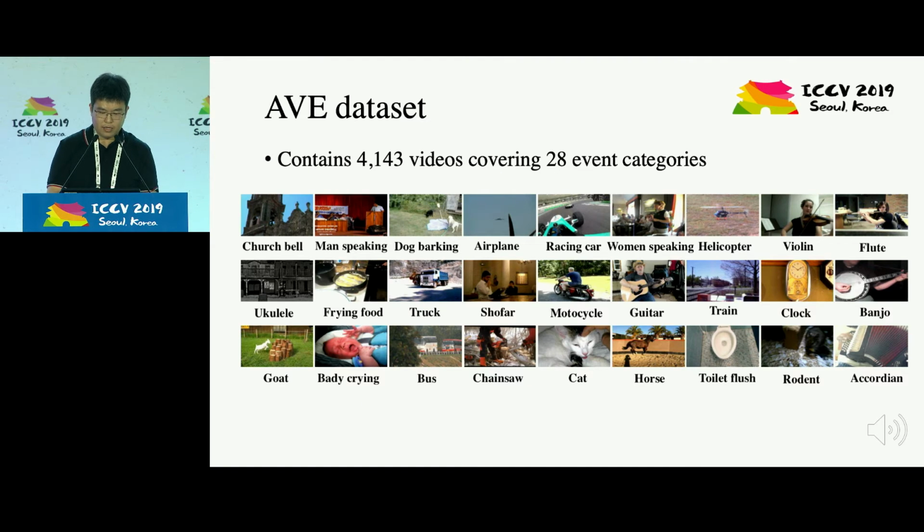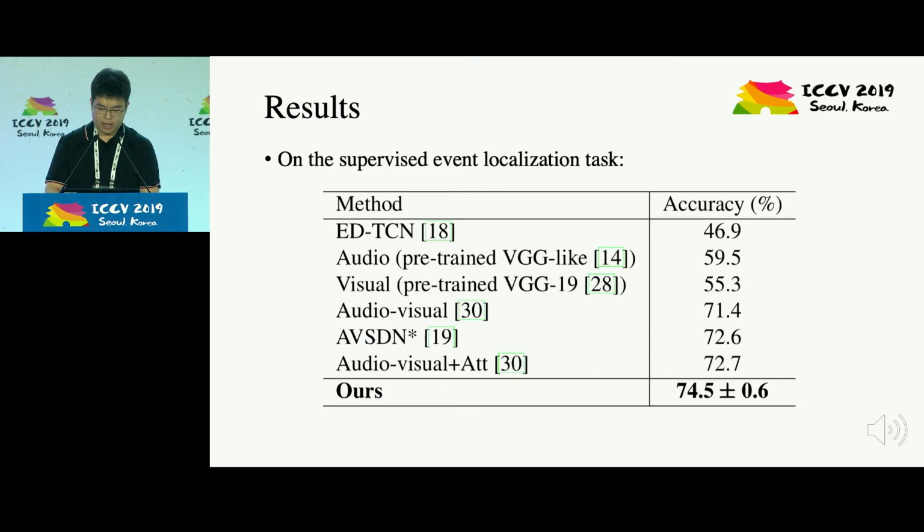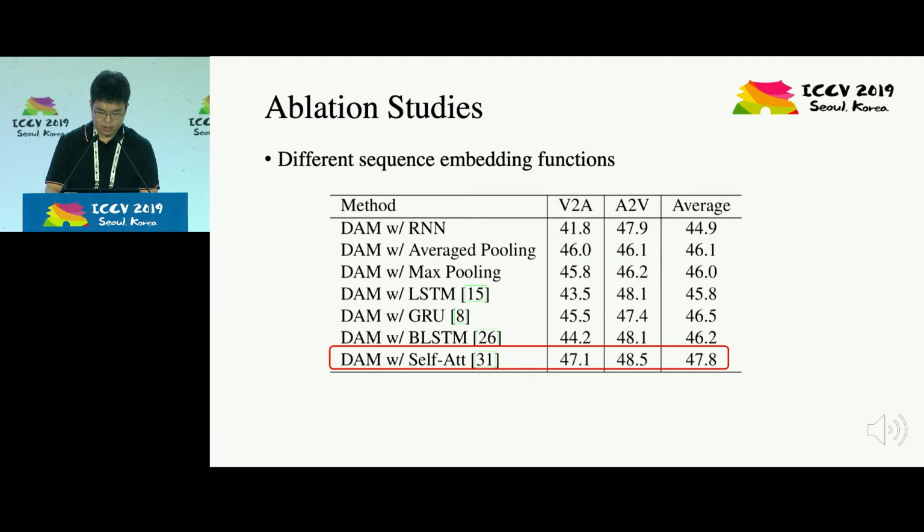We validate our DEM on the AVE dataset, which contains about 4,000 videos and 28 categories. On task 1, our method outperforms the state of the art by about 7 points on average. This proves the effectiveness of our DEM. On task 2, we also improve on the previous method by about 2 points.